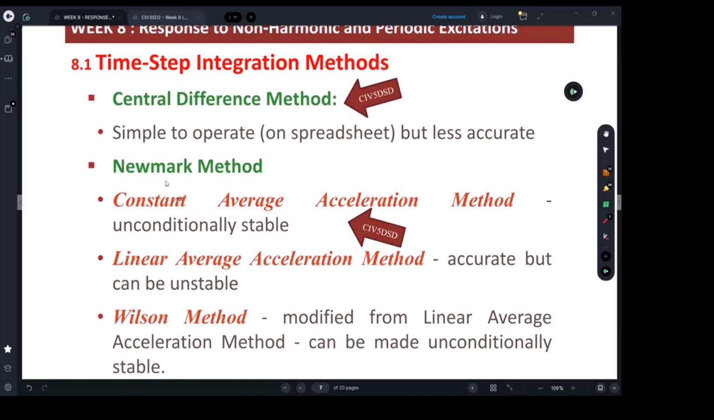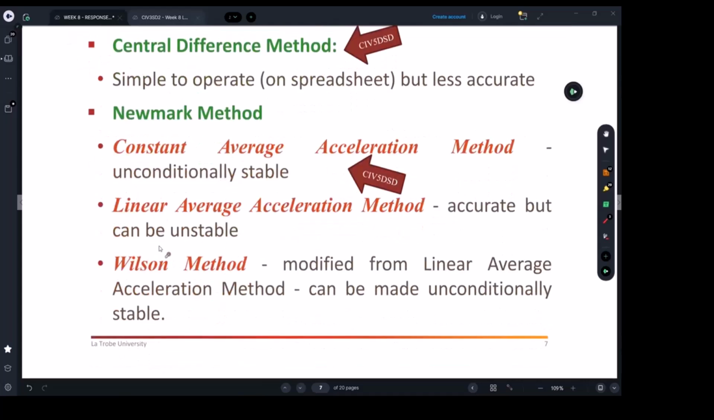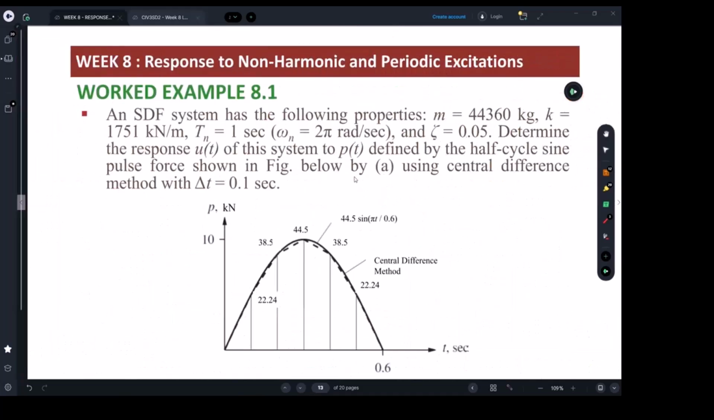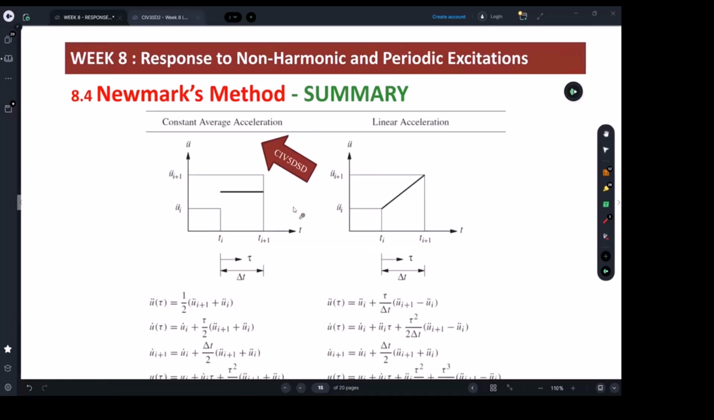So basically, we're going to apply the central difference method. We're going to practice this first type, the constant average acceleration method, which is one of the Newmark methods. Newmark also has another advanced method, which is linear average. So instead of taking a constant value between 2 points, they have a linear average. If I show you a quick sketch, here we go. That's really what we mean.